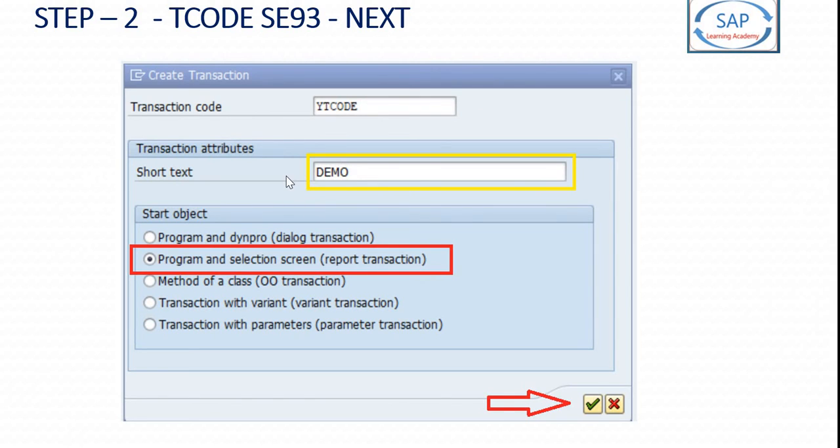Here you need to provide the description of the T-code, the transaction code you have, and then you have to select the second option, program and selection screen, report transaction, and then click on next. There are other options, but we are going to use this option since we want it for output results.